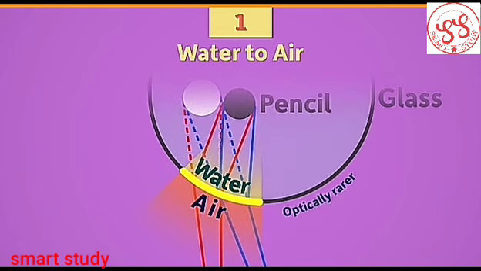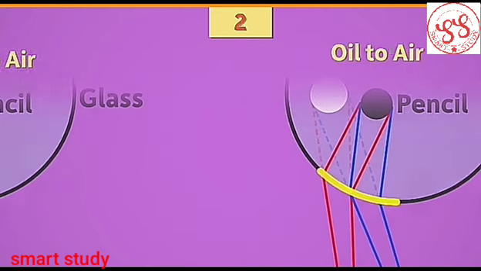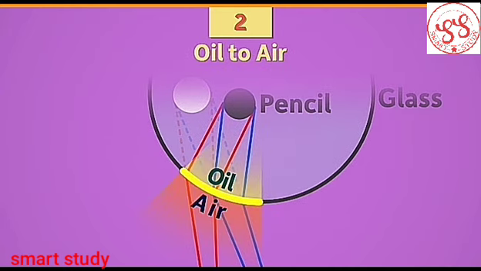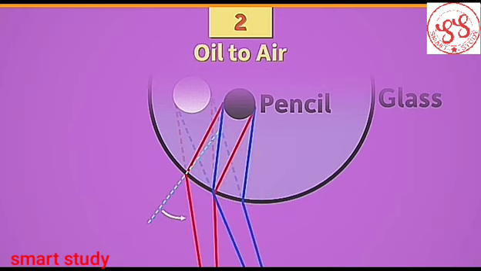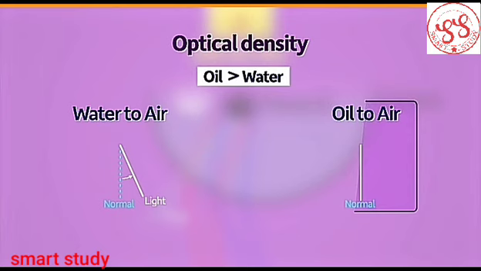And air is optically rarer than water. Hence, light bends away from the normal. Similarly, in the second case of oil to air, light is traveling from an optically denser to an optically rarer medium. Hence, it also bends away from the normal. And here's the interesting part. Since oil is more optically dense than water, light bends further away from the normal in this case. Or we can also say that air is optically rarer with respect to oil than it is to water.